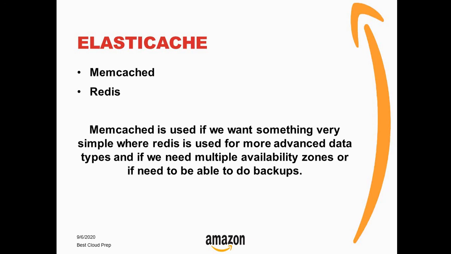Then comes Elasticache. This comes in 2 flavors. We have Memcached and Redis. So Memcached is used if we want something very simple, whereas Redis is used for more advanced data types, and if we need multiple availability zones, or if we need to be able to do backups, we'll use Redis.